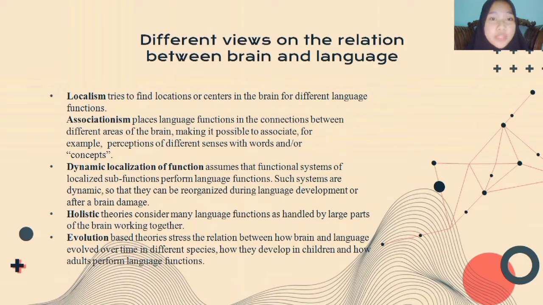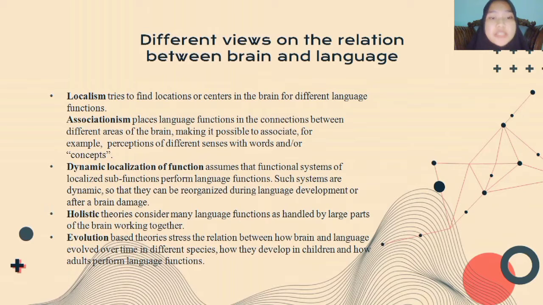Different views on the relation between brain and language. The first one is localism, which tries to find a location or center in the brain for different language functions. Associationism places language function in the connection between different areas of the brain, making it possible to associate, for example, perception of different senses with words or concepts.